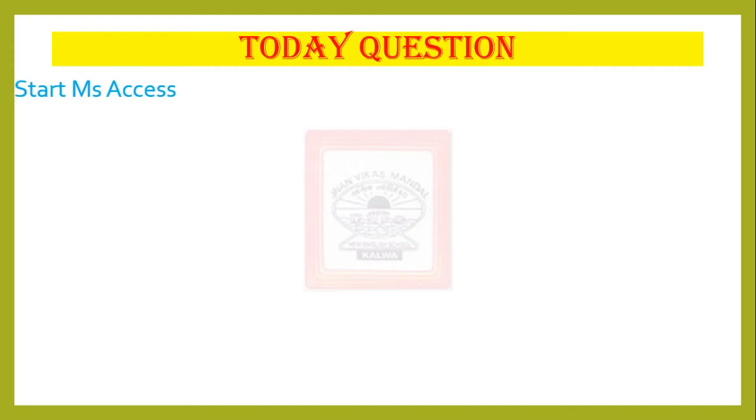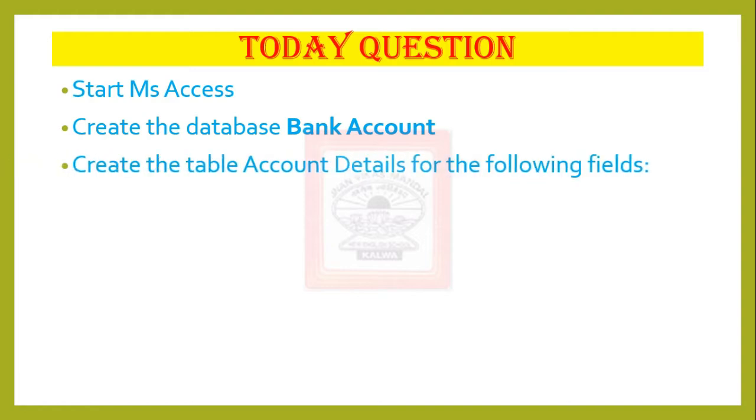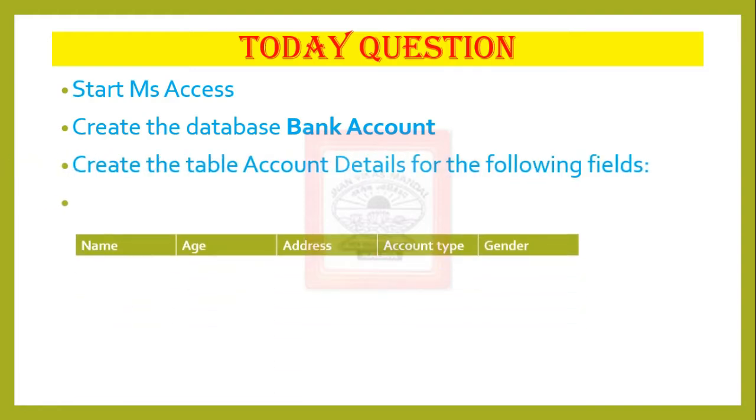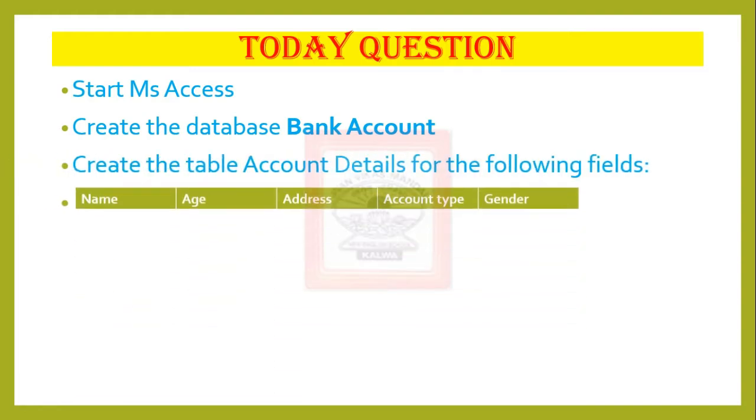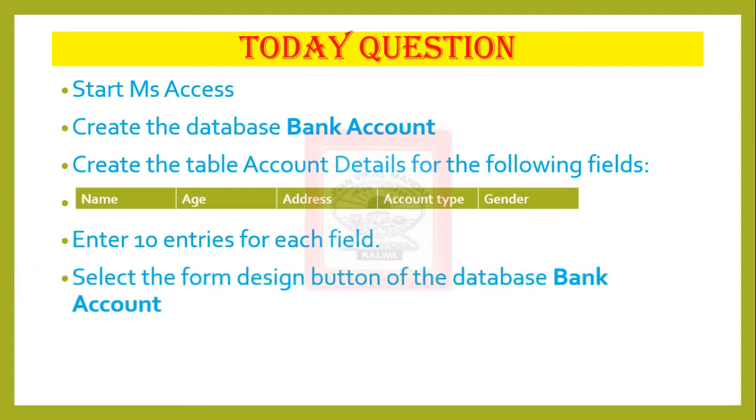If you remember, last time we started this activity. We made this bank account database, then account details. We made these 5 fields, and one field was added from one side, the serial number. Then we entered 5 entries. Today we will make it 10 entries. We will see why 10 entries are required.